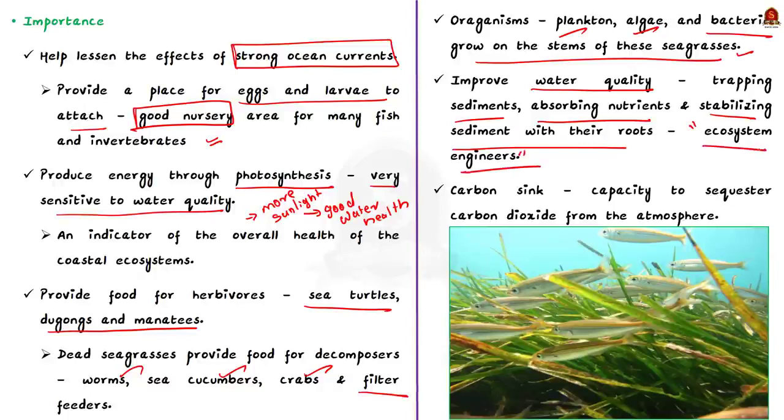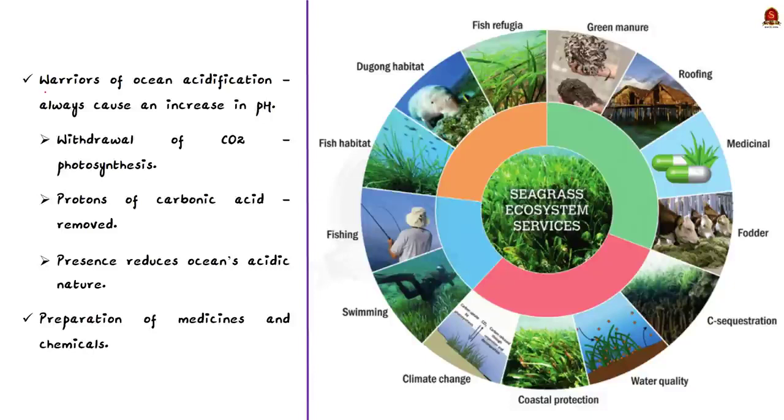The sixth main importance is its capacity to sequester carbon dioxide from the atmosphere. This ability makes seagrass act as carbon sinks. Next, these seagrass are known as warriors of ocean acidification, as they cause an increase in pH value. Why? Because CO2 is withdrawn from the water column through photosynthesis of the seagrass. Thereby, the protons associated with the carbonic acid are also removed. So, when there is a presence of seagrass, the ocean acidity comes down.